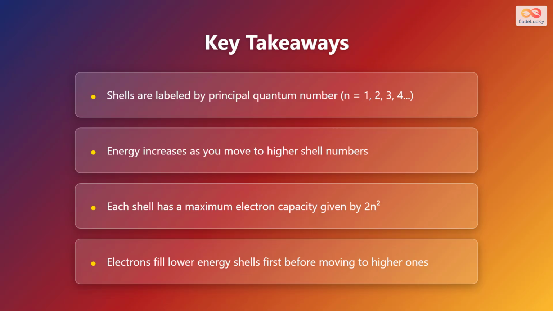Let's review the key concepts. First, electron shells are labeled by the principal quantum number, which takes values of n equals 1, 2, 3, 4, and higher. Second, energy increases as you move to higher shell numbers, with shells farther from the nucleus having greater energy. Third, each shell has a maximum electron capacity given by the formula 2n squared. Finally, electrons fill lower energy shells first before occupying higher energy shells, following the principle of minimum energy. These foundational concepts will help you understand more complex topics in atomic structure and chemical bonding.